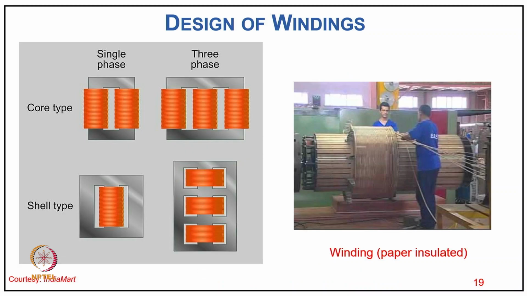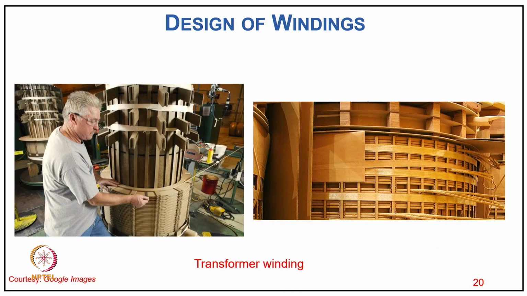barrier insulation. So now you can see for different types of winding, for core type single phase and three phase, how windings are put on the two limbs and three limbs of a three phase transformer, and in shell type transformer, single phase and three phase shell type, how windings are placed. That's about the animated concept, but you can see the physical winding on the right side, how the paper insulation is put on the winding, and how a couple of people are putting this winding on the transformer core.